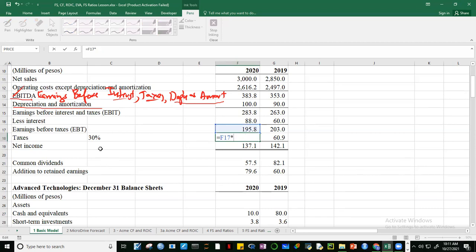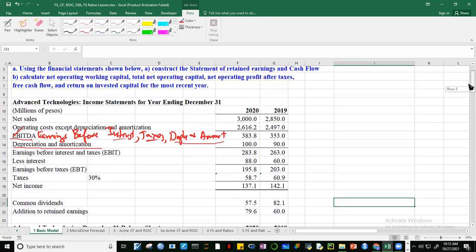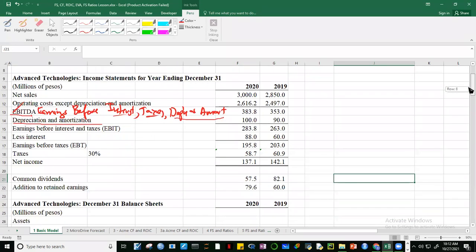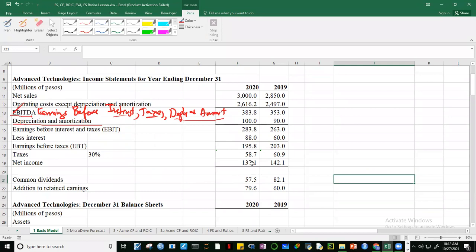It's not good, guys, to use absolutes in your models. I'll explain as we go along. Okay, so we have net income. Well, might as well, guys, already discuss this with you.